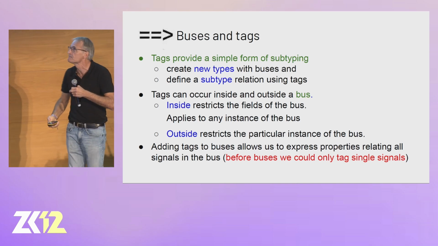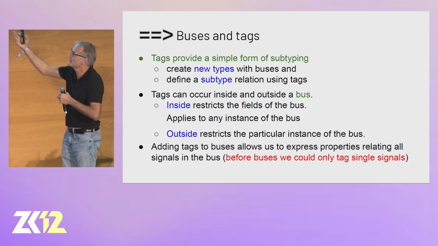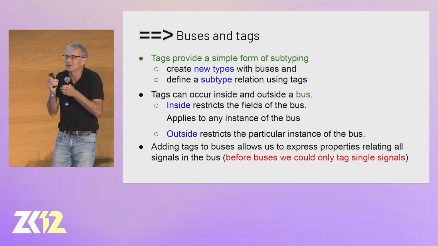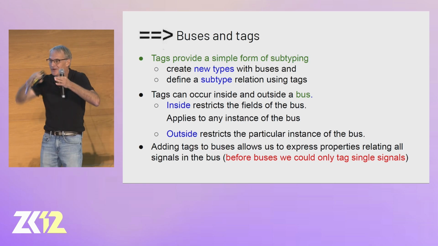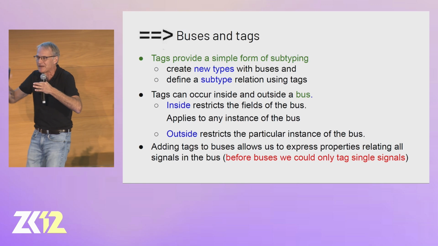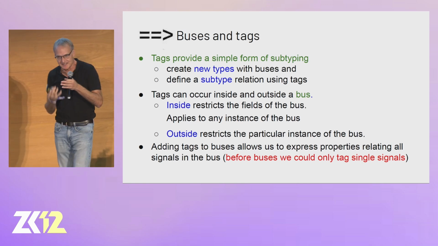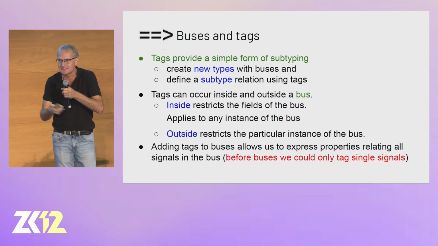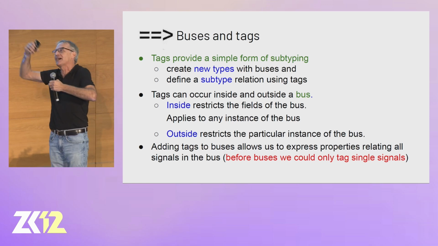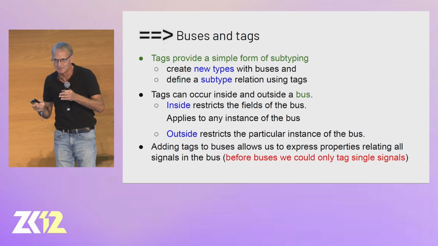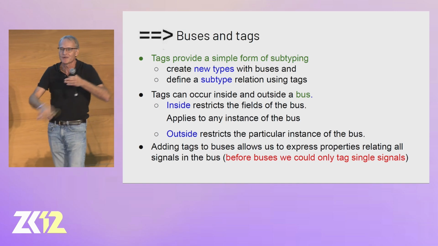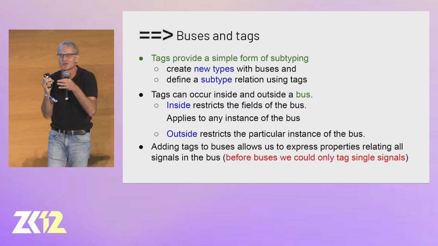Okay? So the point is that before, with tags on signals, we were only able to express properties of a single signal. Now, since we can put a tag on a whole bus, we can express properties of a combination of signals. Okay? So it's much nicer in this sense. And later on, if you add verification techniques and so on, it will go much better because we can check the semantics of a whole bunch of signals that go together.